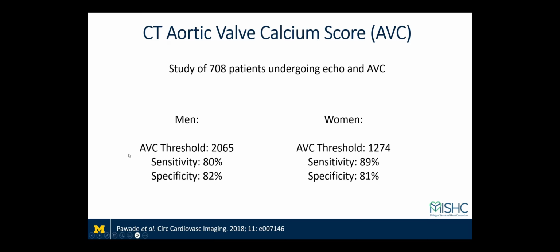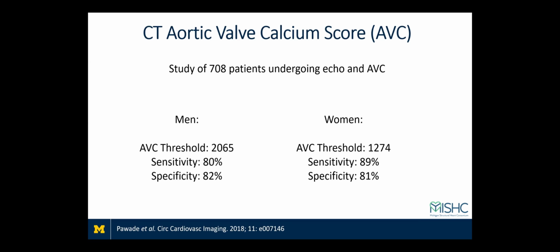So looking at men, when they used a threshold of about 2,000, so a little over 2,000, they had a good diagnostic performance of the calcium score with a sensitivity of 80% and specificity of 82%. So pretty good test. For women, the threshold is lower, which is thought to be due to more fibrosis and less calcification for women. So the threshold is about 1,200 or about 1,300. And the sensitivity is quite good at 89% and specificity of 81%.